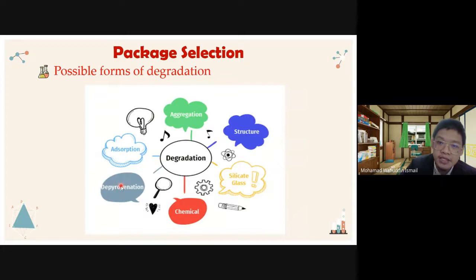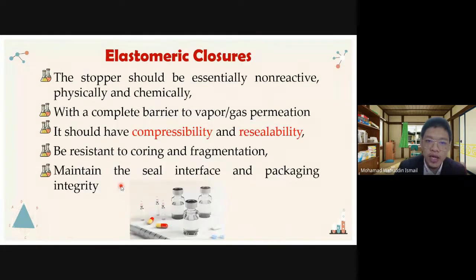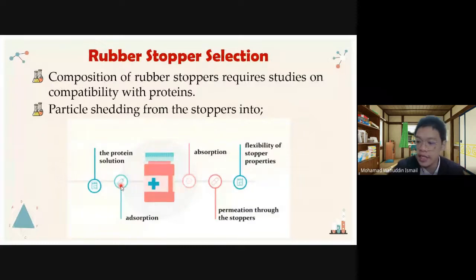And then package selection. Package selection is also important. Any other possible forms of degradation, such as structural degradation, silicate gas, chemical degradation, dehydrogenation, and any kind of adsorption, should be considered in package selection. So next, we look at the proper stopper selection. Sorry, I'm too fast, can you catch up with me?